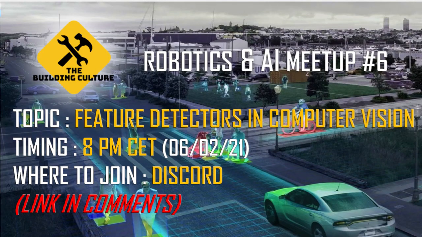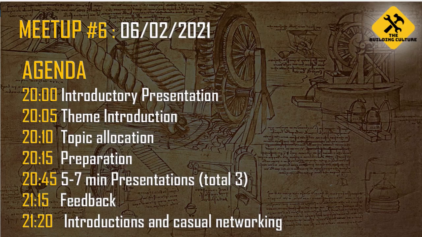All right, so the topic for today's meetup is feature detectors in computer vision, and we're following the approach that we had last week, in which we took one theoretical concept, divided it into sub-concepts, and did some presentations and discussions to understand the concepts deeply. So we'll be following a similar approach today.